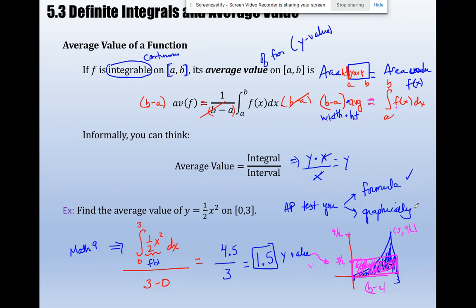That's what they want you to do. When AP tests you graphically on average value, they want you to talk about the rectangle whose height is the y average bar and how the area under the curve will all fit into that average value box. It will fill it up, as long as your width is b minus a, in this case 3 minus 0, and the height is the y average value, 3/2. What? Math is cool.